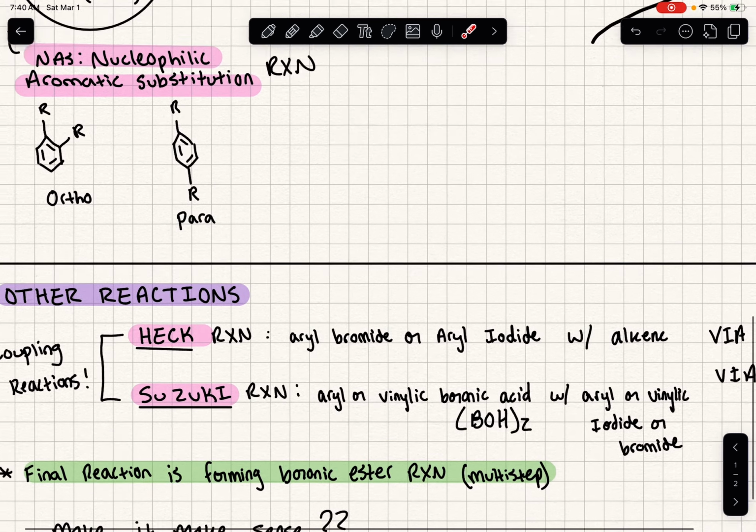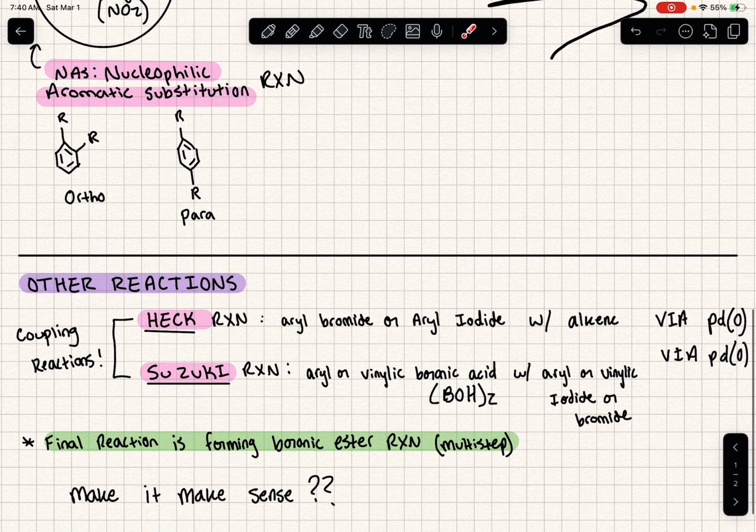Alright, moving on. Other reactions that he wants us to know from this chapter. Coupling reactions. There are two types that he went over. One of them is the Heck reaction. The second one is the Suzuki reaction. So coupling reactions just basically mean combining two separate compounds into one. And both of these occur via palladium 0.